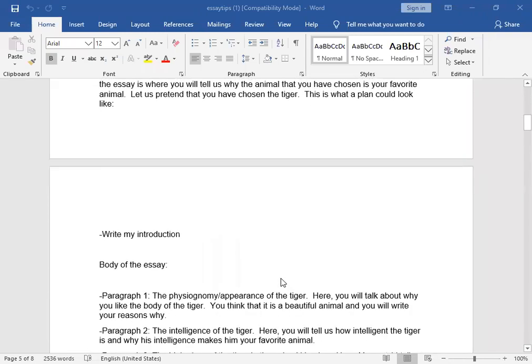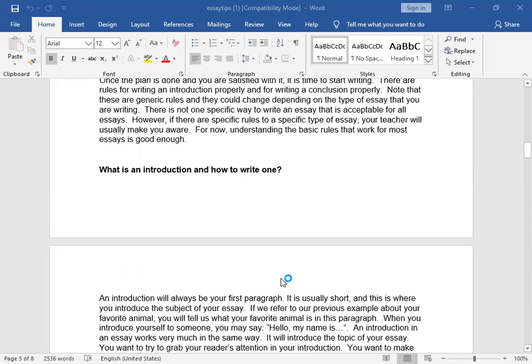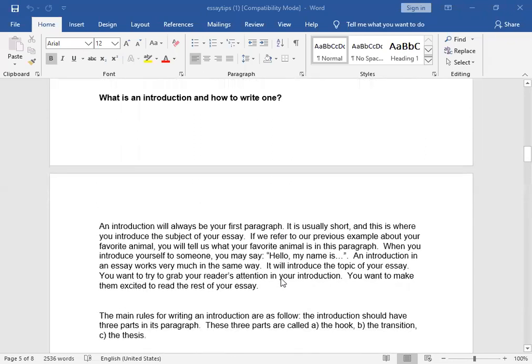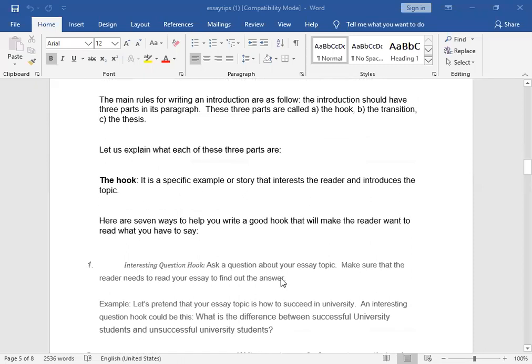And then how to write an introduction. The introduction is very important. You need to hook the story from there. Hooking means you need to draw the attention of the reader from that point. An introduction will always be in your first and probably second paragraph. And the most important thing, as I've said, is hooking. So the hook is a specific example or story that interests the reader and introduces the topic or the theme.